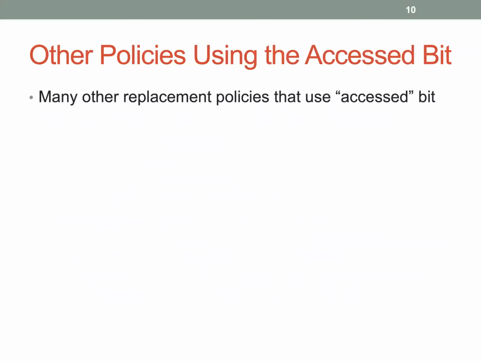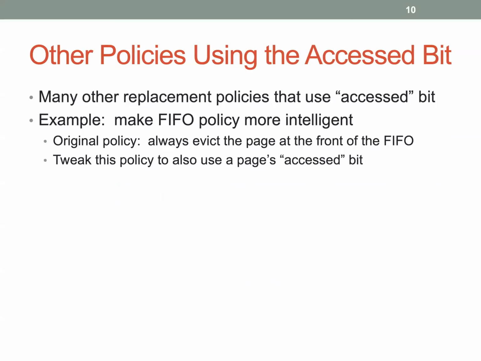There are a lot of other ones that use the access bit and also sometimes the dirty bit. So one thing you can do with FIFO, we talked about FIFO last time. FIFO is terrible because it doesn't really consider recency or frequency at all. All it really considers is the time of the first access. We order pages on the time of the first access. So what we can do is tweak FIFO to make it a little bit more intelligent.